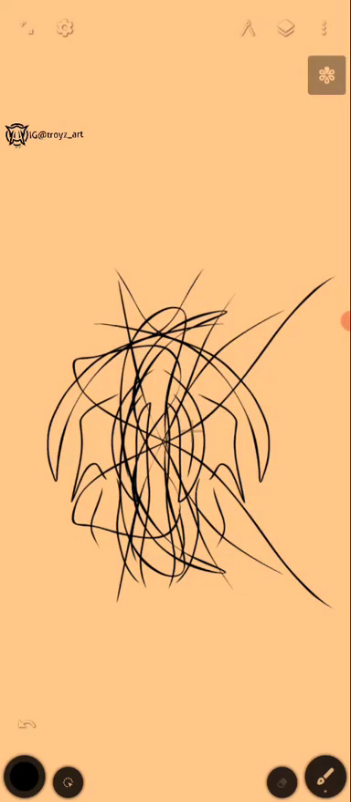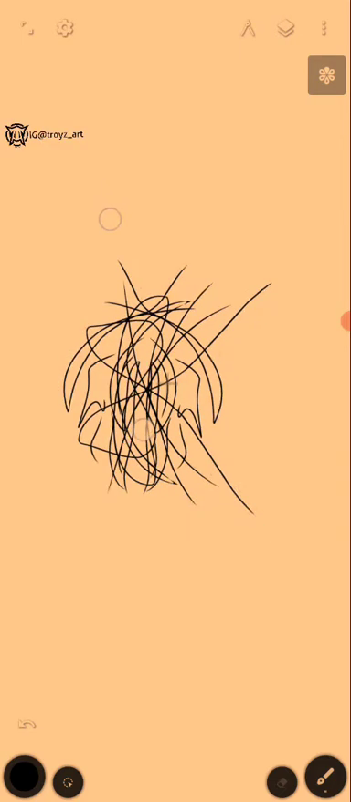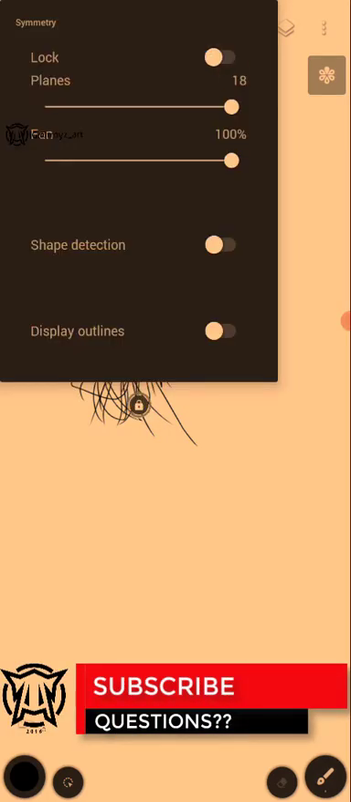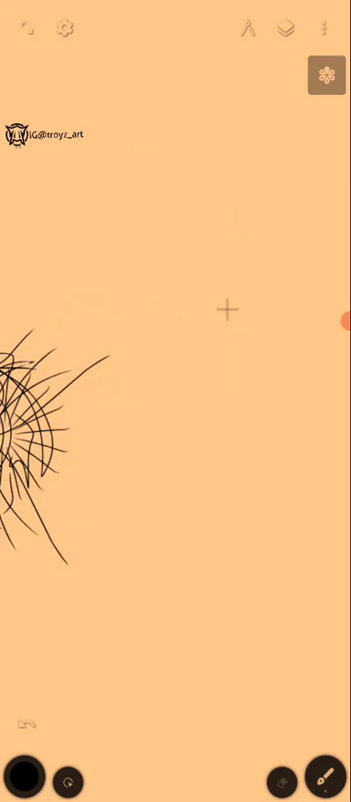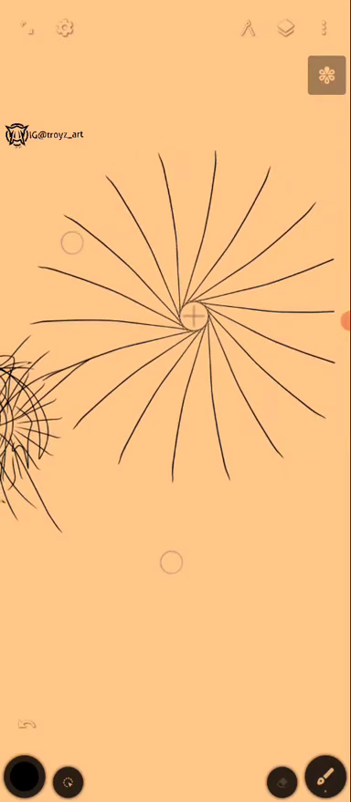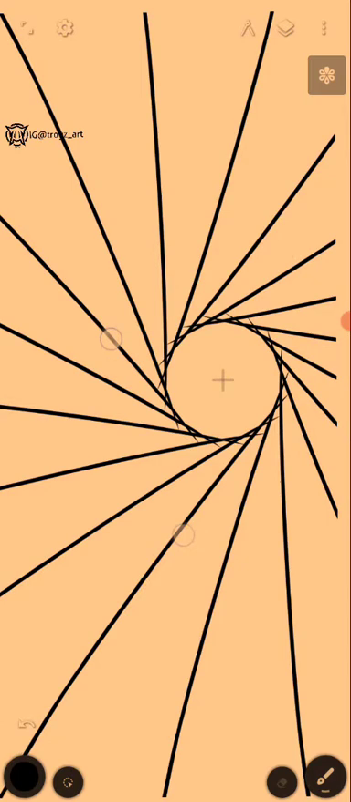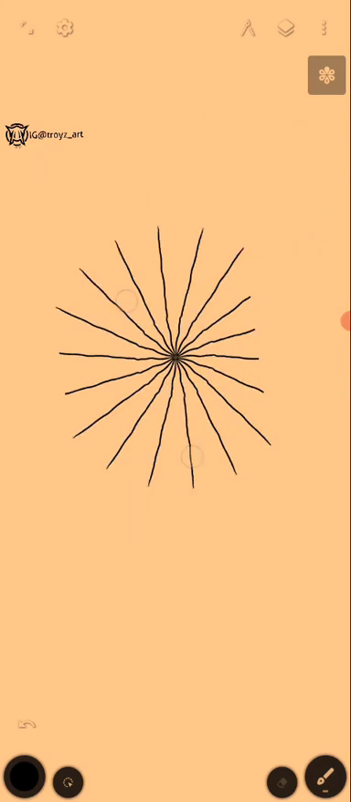And that's how you have the radial. With the radial, you can choose the number of planes. The highest I'm seeing here is 18. So if I want to have a radial, this is coming after unlocking it. Let's take this one out. So this is 18. Yeah, this is it.